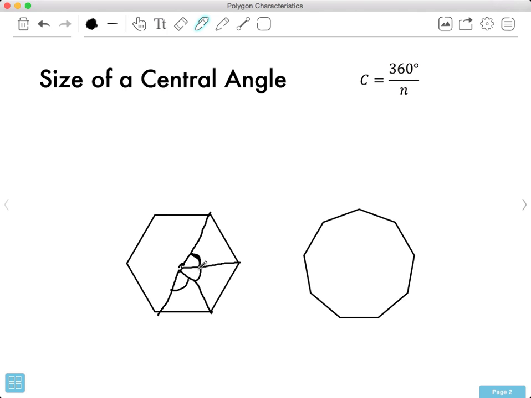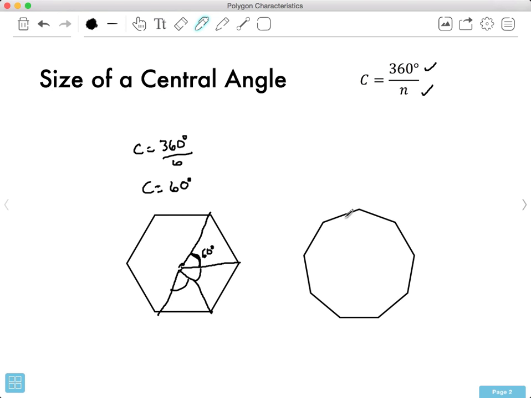So to figure out how big one of these is, you just have to take 360 degrees and divide it by the number of sides. So this is a hexagon. There are 6 sides. So the size of a central angle here would be 360 degrees divided by 6, or 60 degrees each. So each of these angles in the center is 60 degrees.